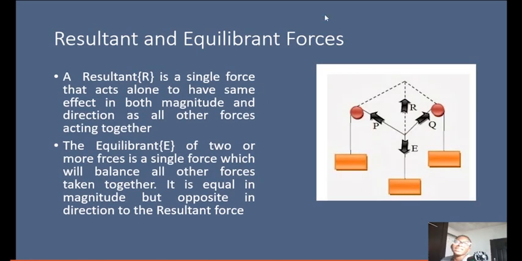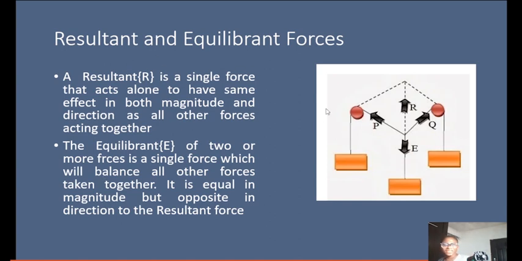Then resultant and equilibrant forces. The resultant R is a single force that acts alone to have the same effect, in both magnitude and direction, as all other forces acting together. It's just like one force that has the same magnitude and direction as all the other forces acting together. So the equilibrant E of two or more forces is a single force which will balance all other forces taken together. It is equal in magnitude but opposite in direction to the resultant force. You can see the equilibrant is equal in magnitude but opposite in direction. So that is the resultant and the equilibrant.